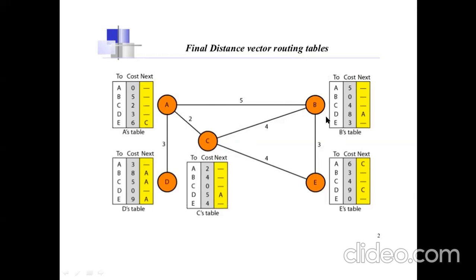A to B, where A is the source and B is the destination. So it will just identify what are the paths from node A to B. A to B, directly I can go like this, so the cost of this route is 5.